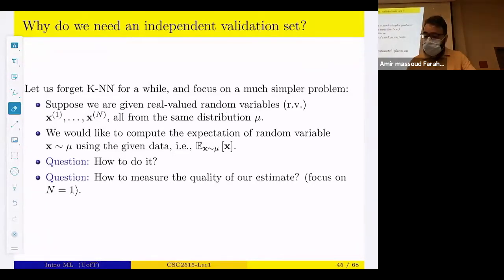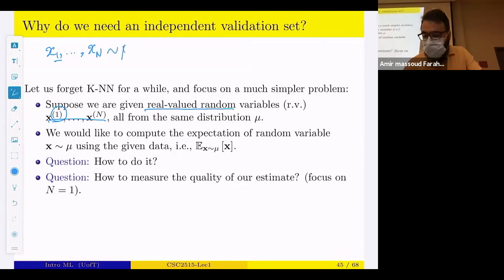Suppose we are given real valued random variables x1 to xn, all from the same distribution. Here I use a superscript to denote the number of the data point, but it is very common, even more common, to use subscript. So I use different notation, so you see different ways that people refer to these things. All of them come from some distribution, mu. And then we would like to compute the expectation of this random variable x.